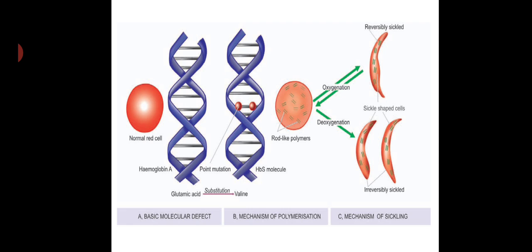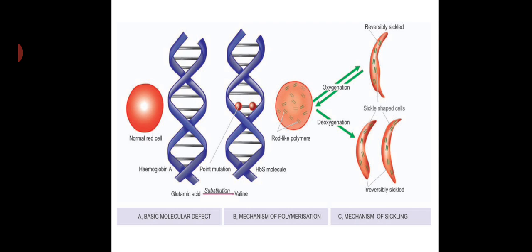So here you can see the pathogenesis in a picture diagram. First is the basic molecular defect where at the 6th position of the beta globin gene, glutamic acid is replaced by valine. Then there is presence of hemoglobin S polymers within the RBCs, and under the condition of deoxygenation, these polymers will align and distort the shape of the RBC and make the RBCs sickle shaped. So that is the mechanism of sickling.